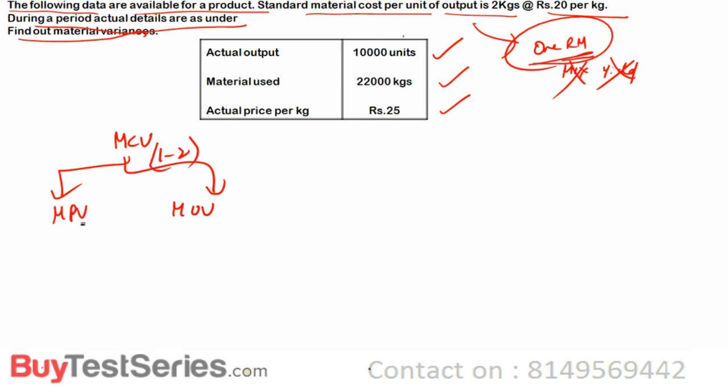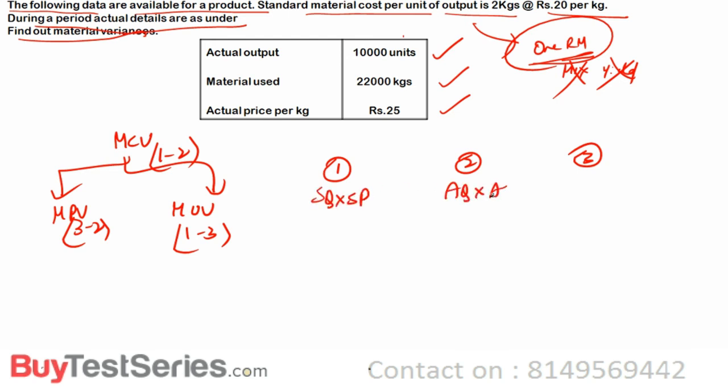So the formula will be 1 minus 2, 3 minus 2, and 1 minus 3. So what is the first one? Standard quantity into standard price. Second one, actual quantity into actual price. Third one, actual quantity into standard price. You got it? So these are all the formula. Now let's start with one by one.